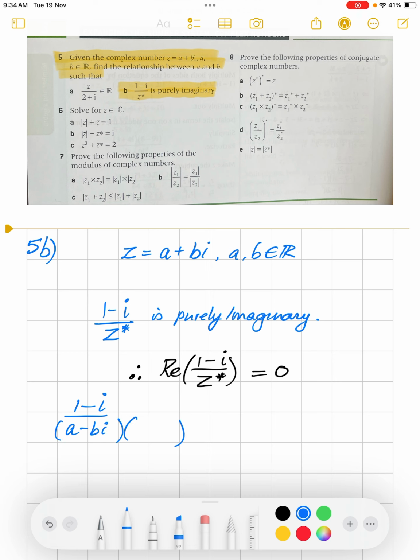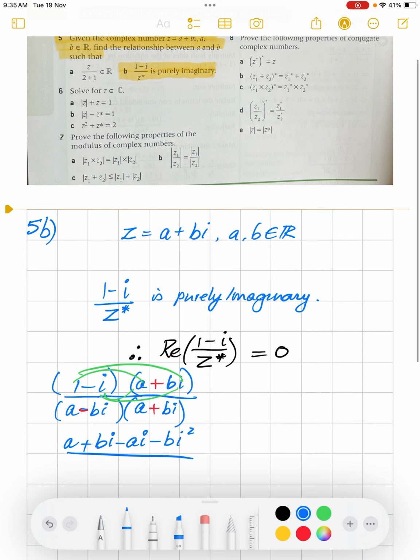Therefore, let's multiply the numerator and the denominator by the conjugate of a minus bi. So we need a plus, so it's a plus bi. And let's expand that. So we get 1 times a, and 1 times bi, and negative i times a is negative ai, and negative i times bi is negative bi squared.